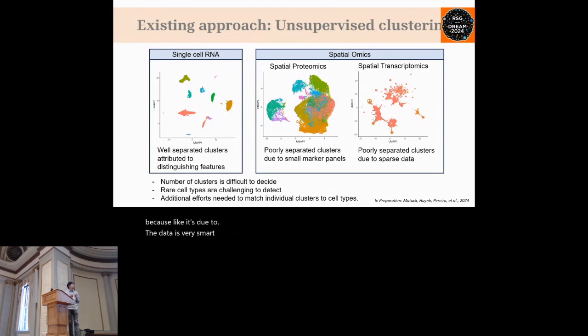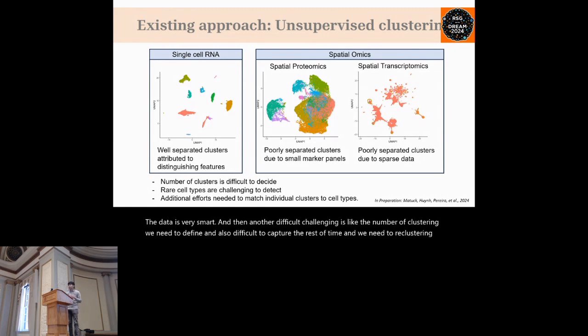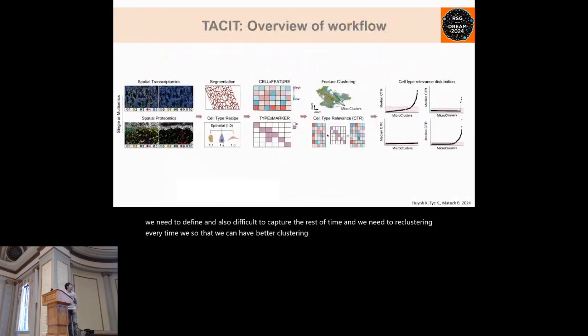Another challenge is the number of clusters we need to define, and it's also difficult to capture the rare cell types, and we need to re-cluster every time so that we can have better clustering. Therefore, we derived the method TACIT. Here is the overview of the method.